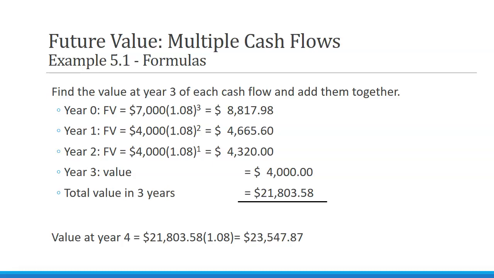$21,803.58. After year 4, that amount of $21,803.58 will have earned an additional year of interest at 8% and will then be $23,547.87.